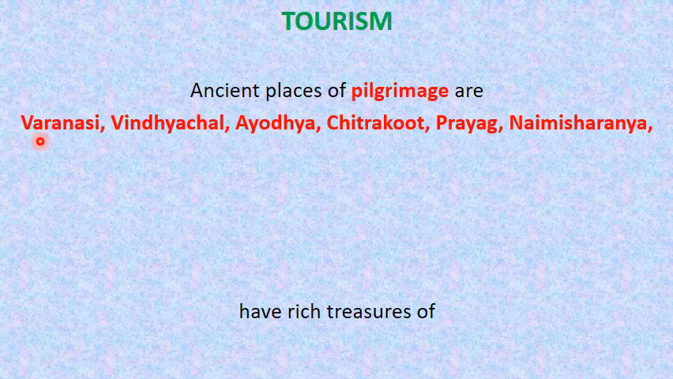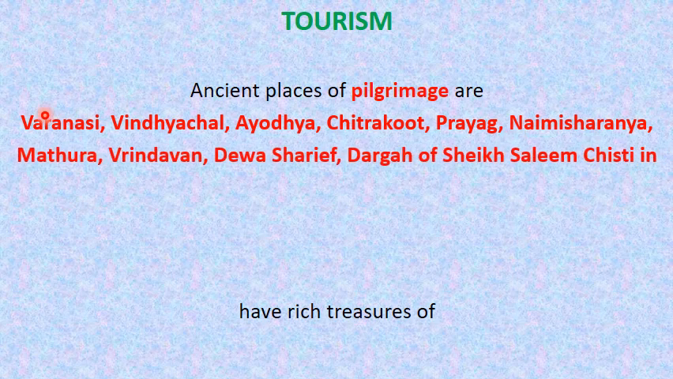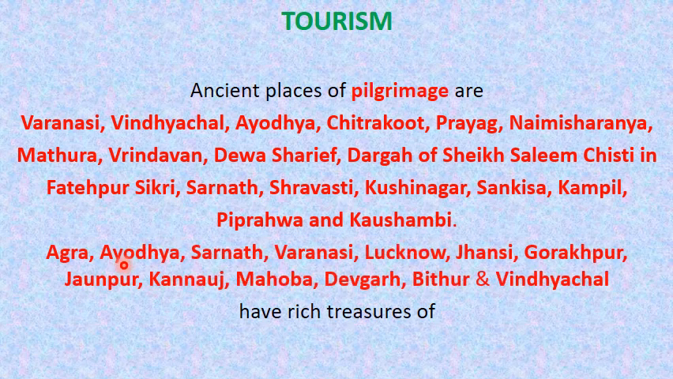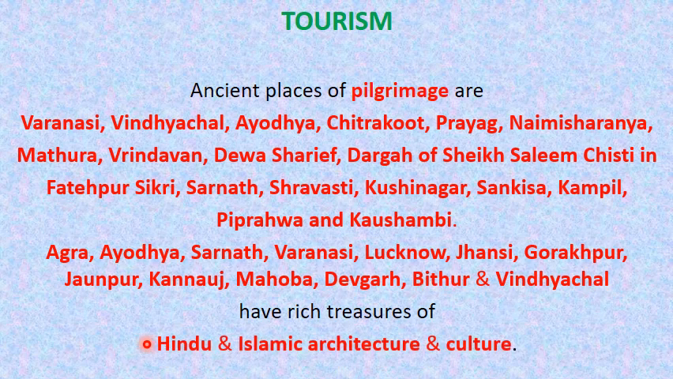Ancient places of pilgrimage are Varanasi, Vindhyachal, Ayodhya, Chitrakoot, Prayag, Naini Sarai, Mathura, Vrindavan, Deva Sharif, Dargah of Sheikh Salim Chishti in Fatehpur Sikri, Sarnath, Shravasti, Kushinagar, Sankisa, Campbell, Piparwa and Kaushambi. Agra, Ayodhya, Sarnath, Varanasi, Lucknow, Jhansi, Gorakhpur, Jaunpur, Kannauj, Mahoba, Devgarh, Bittur and Vindhyachal have rich treasures of Hindu and Islamic architecture and culture.